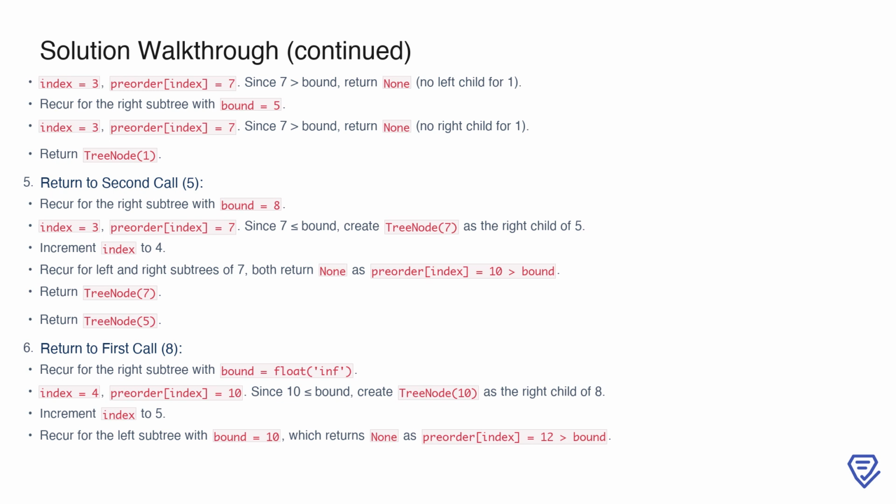Back at the tree node with value 5, we now focus on building its right subtree with a bound of 8. Here, the value at preorder index is 7, which satisfies the condition. We create a tree node with value 7 as the right child of 5 and increment the index to 4. Attempting to build the left and right subtrees of 7 returns none for both, as the next value in the preorder, 10, exceeds the bound. We then return the tree node with value 7, followed by returning the tree node with value 5 to the root node. Now, we move on to the right subtree of the root node with the initial bound of infinity.